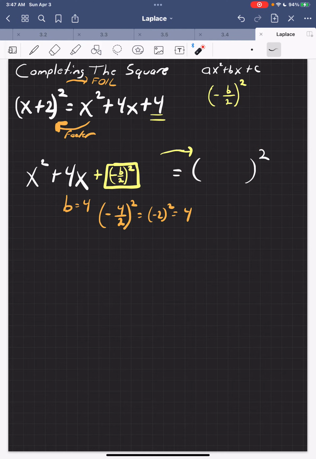FYI, just for some more trivia in your life, if you were to take ax squared plus bx plus c equals 0 and complete the square, you would get the quadratic formula.